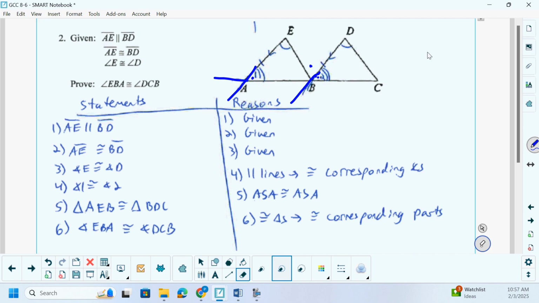When naming your triangle, the A and the B had to be in the same spot, the E and the D, and then the B and the C. And then our last step, we had congruent triangles implies congruent corresponding parts.